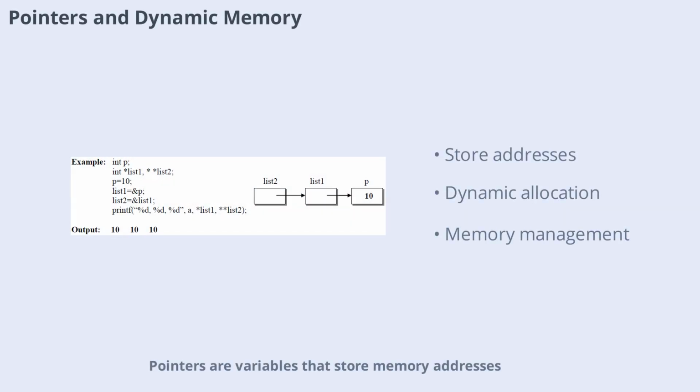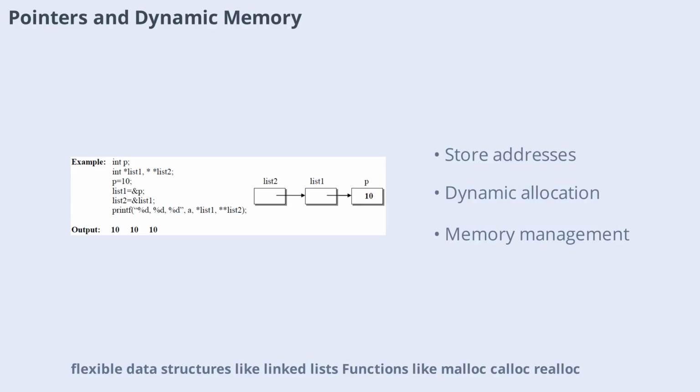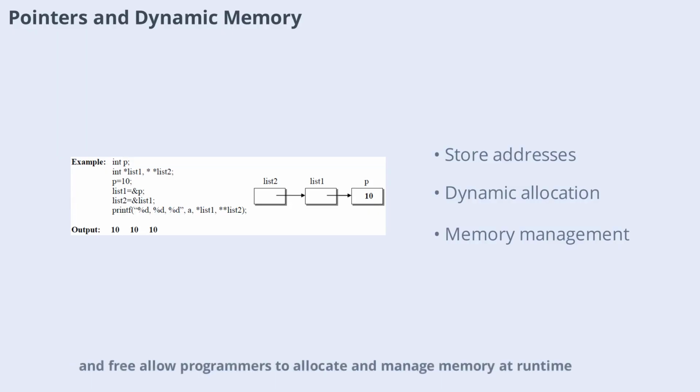Pointers are variables that store memory addresses, enabling dynamic memory allocation and flexible data structures like linked lists. Functions like malloc, calloc, realloc, and free allow programmers to allocate and manage memory at runtime. While powerful, pointers must be used carefully to avoid errors like memory leaks or invalid access. Mastering pointers is essential for advanced C programming and efficient data structure implementation.